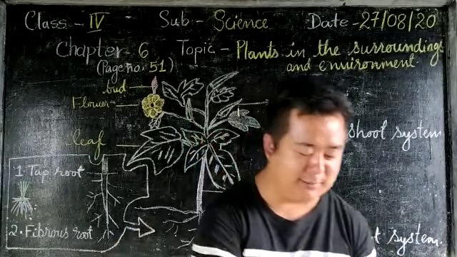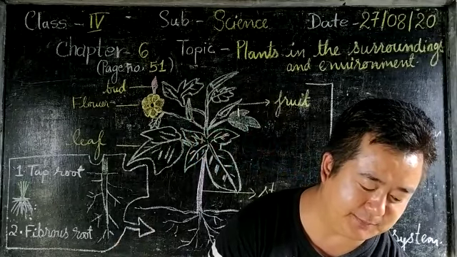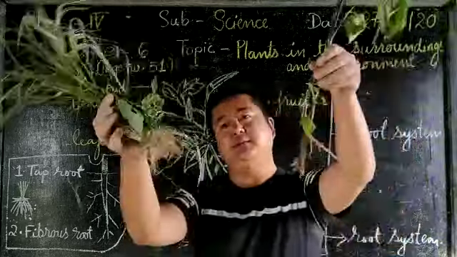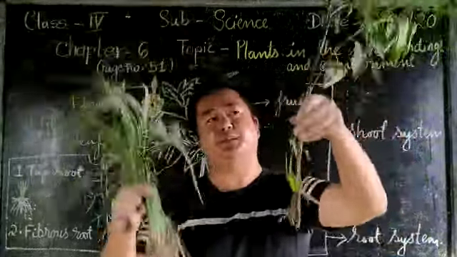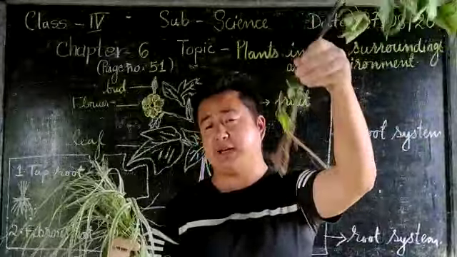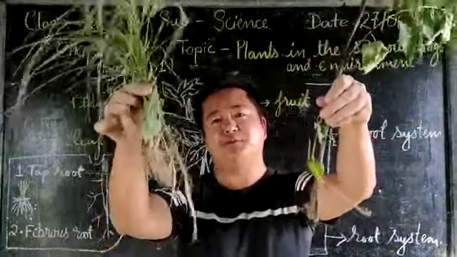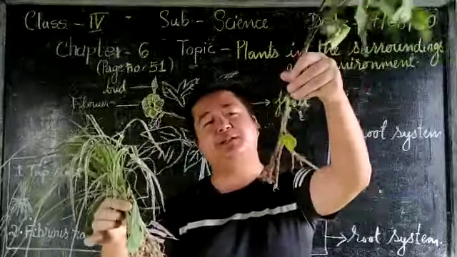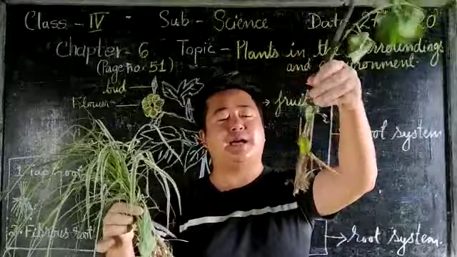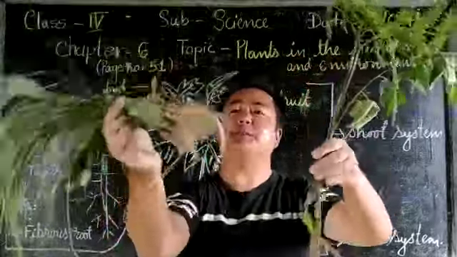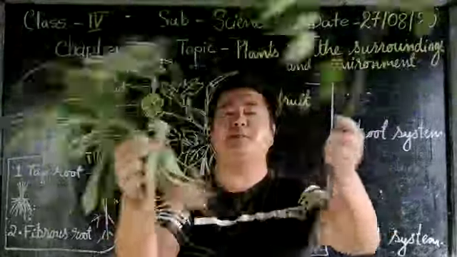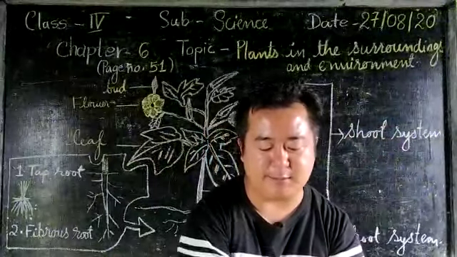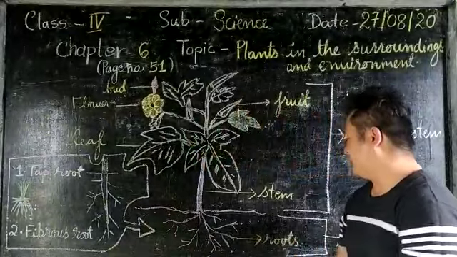So today we have learned about the root system, the difference between the taproot and fibrous root. The taproot system is mainly found in the dicot plant, and the fibrous root system is mainly found in the monocot plant. So today we have discussed the root system of a plant.